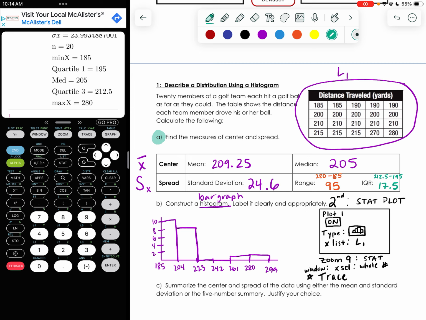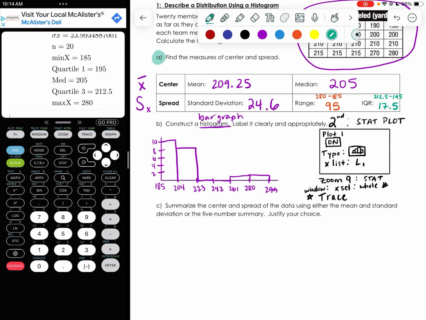of data. Okay, so you have that information, you have your bar graph. Here's kind of the big part. So the summary. It says summarize the center and the spread of the data using either the mean and standard deviation or the 5-number summary. Okay, justify your choice. So this is where we're going to need to do some writing.